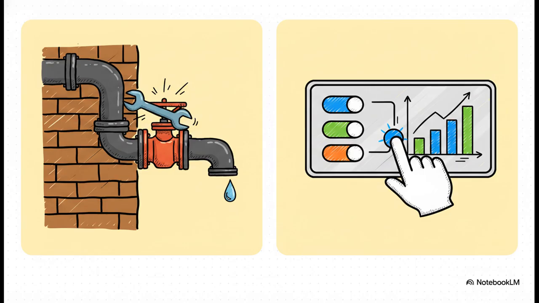But slicers? Oh, slicers are a totally different ballgame. They're visual, interactive, soft buttons that live right on the canvas. A user can just click a slick button that says year 2023 and watch every single chart on the page update instantly. They are incredibly user-friendly and an absolute must-have for a pro-level dashboard.